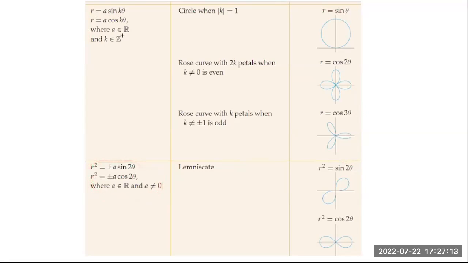If we have a polar equation of this form, either r squared is equal to plus or minus a sine 2 theta, or r squared is equal to plus or minus a cosine 2 theta with a not equal to 0, then we say that it's a lemniscate. The shape of r squared is equal to sine 2 theta will be like this, and r squared is equal to cosine 2 theta will take this shape.